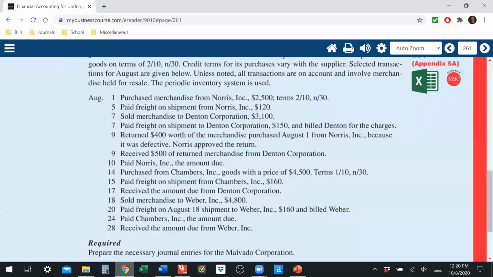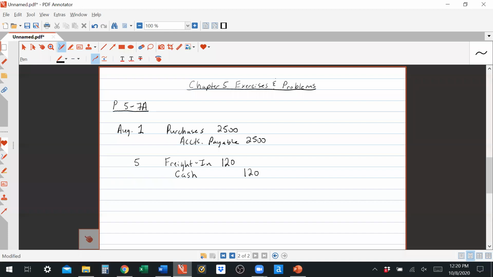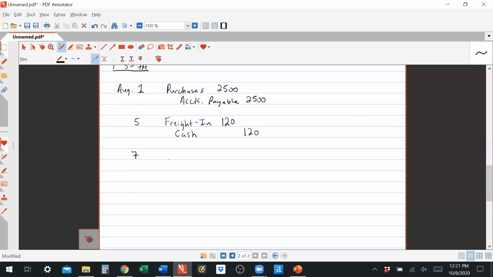And then August 7th. Now we have some stuff that we can sell. So we sell some stuff to Denton Corporation for $3,100. Time to recognize sales revenue, right? It didn't say Denton paid us, so we have an account receivable with Denton. And we've earned $3,100 of sales revenue.